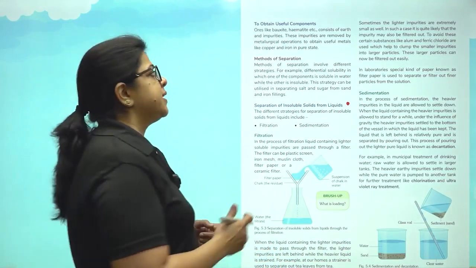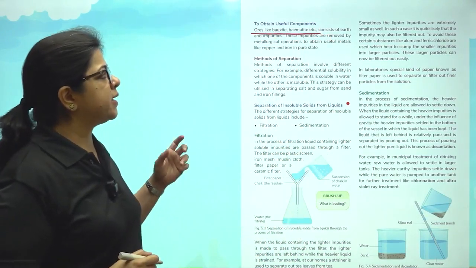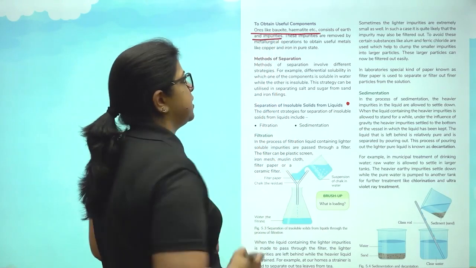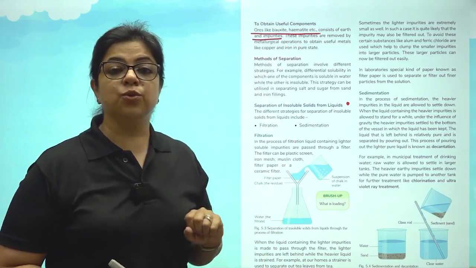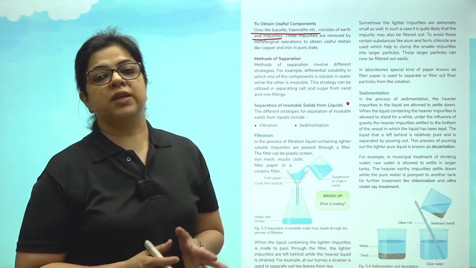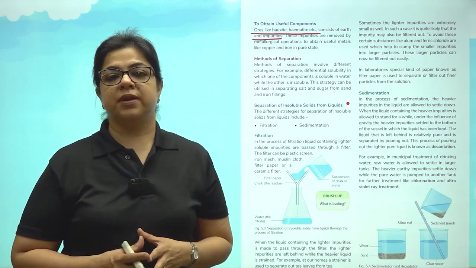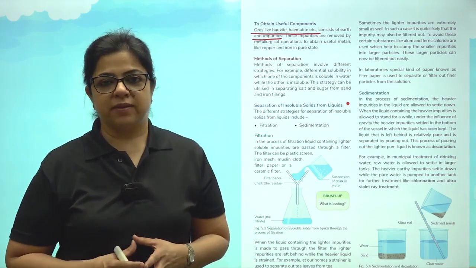The next example is obtaining ores like bauxite, hematite, etc. They contain a lot of impurities. Now, in order to use these ores, what do we need to do? We need to filter out the impurities. Children, there are different methods of separation for different items. Let us learn about them one by one.